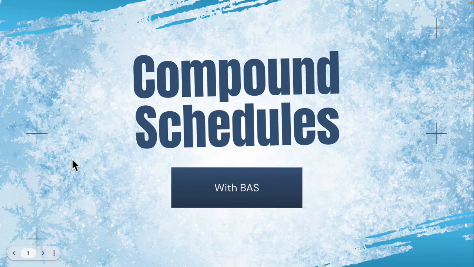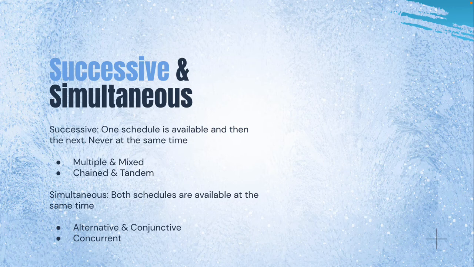So today we're talking about compound schedules of reinforcement. Under the category of compound schedules, we have two different sides. We have our successive and our simultaneous schedules. Successive means one schedule is available and then the next. These two schedules are not available at the same time. And a compound schedule is just two simple schedules combined. Compound, two simple combined. So once again, successive is one schedule is available and then the next. One schedule and then the next.